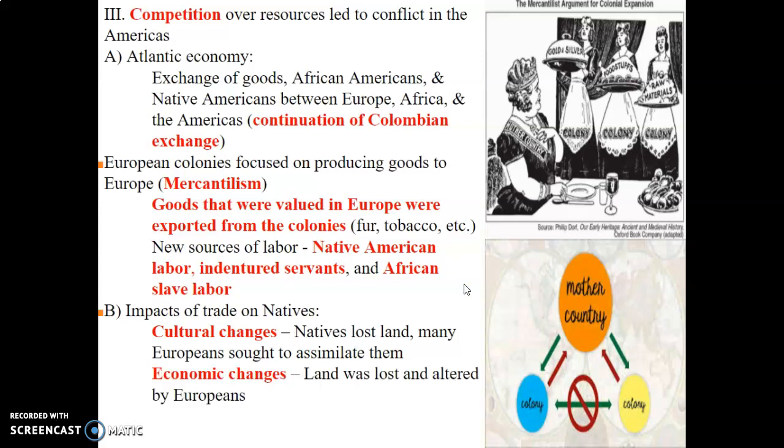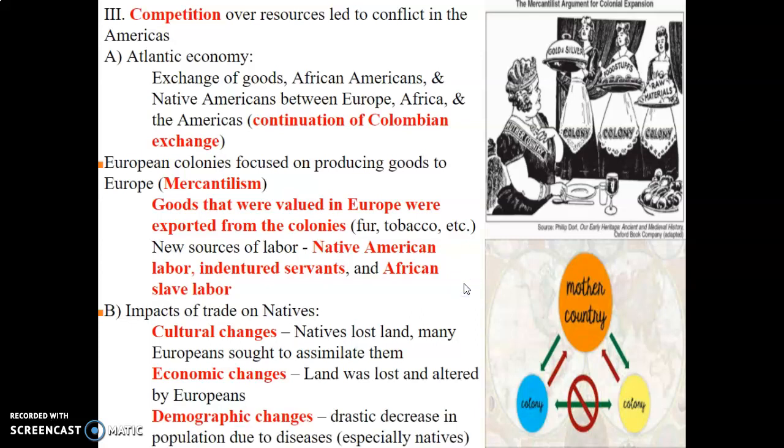There were economic changes. Land was lost, and it was altered by Europeans. Remember, the planting of tobacco exhausted the land, so that land was wasted because of the harvest of tobacco. So now it changed the landscape. And demographic changes. It was a drastic decrease in population due to disease, especially in the natives. Remember, all that smallpox that killed off 90% of the Mayans, it devastated the Native American population.